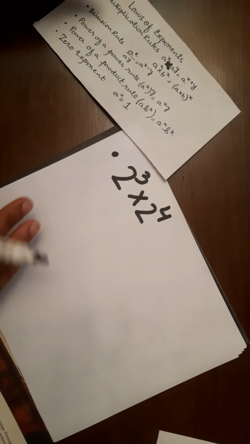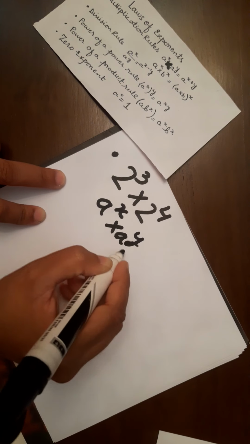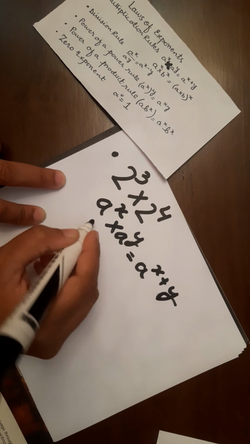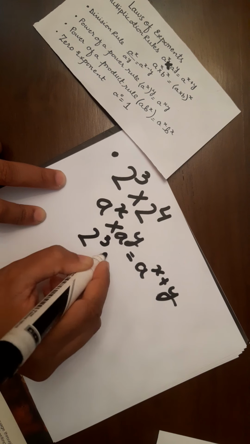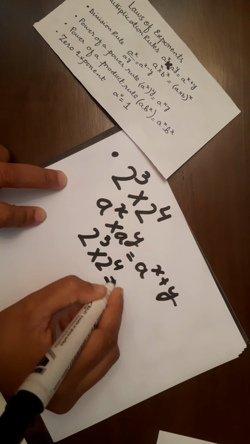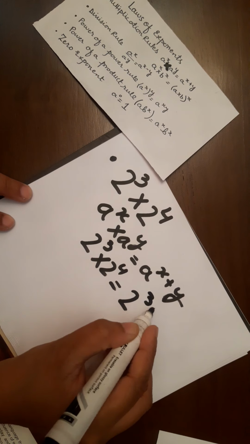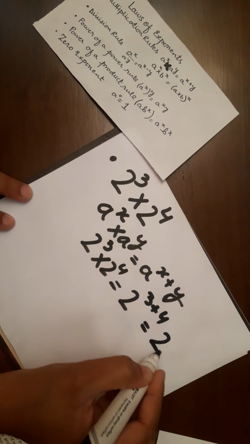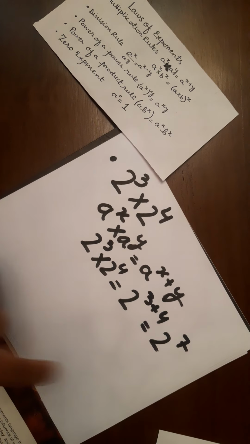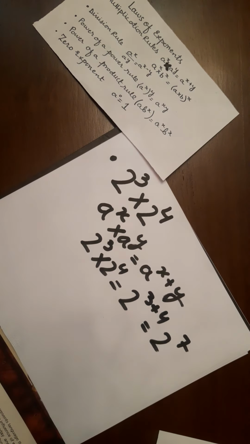So taking this rule, I have added their powers. Now we have 2 power 7. Okay.